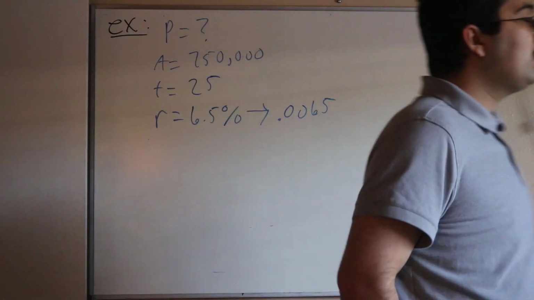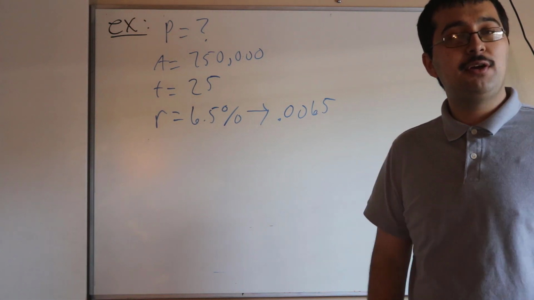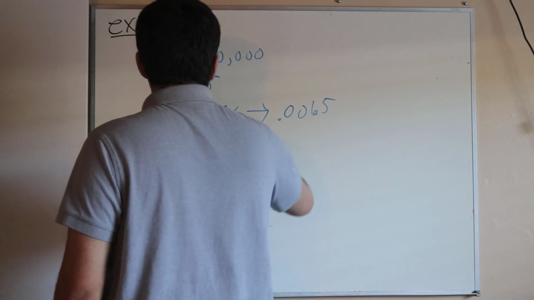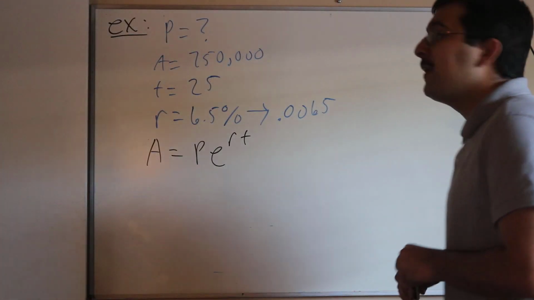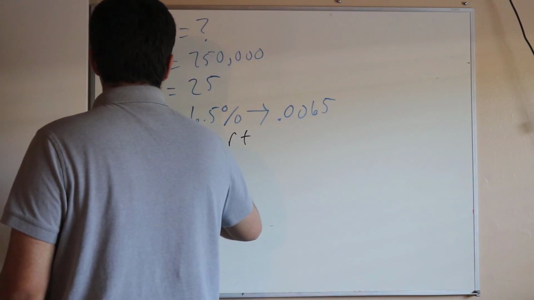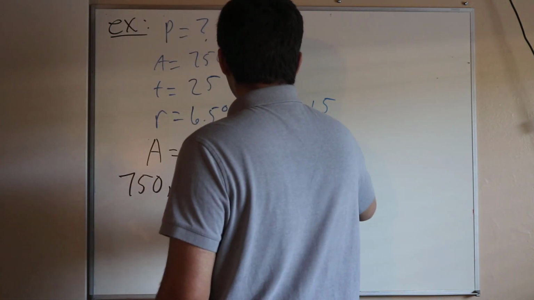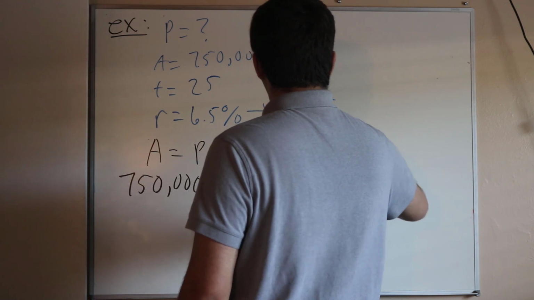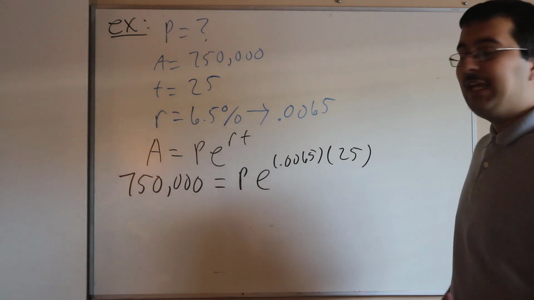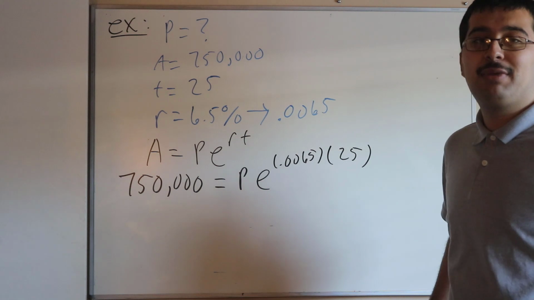So then, most importantly, when we read the problem, we understood that this was a continuous compound scenario. That means we are using our second equation of A equals P times e to the RT. Then plugging in the known information, we get that 7,500,000 equals P times e to the 0.0065 times 25. And now it's simply a matter of solving for P. Again, we're going to need to use a calculator to understand what this number is. Not going to be able to calculate it by hand.